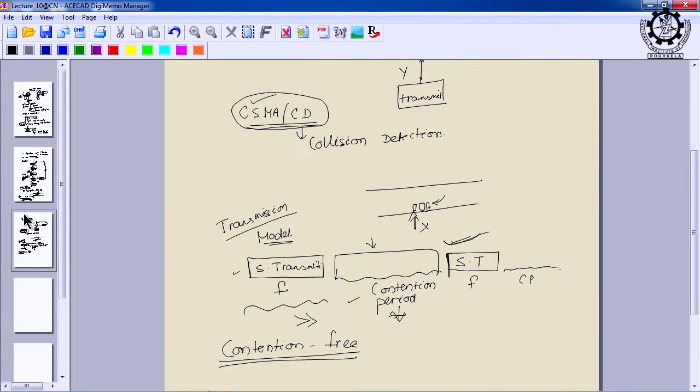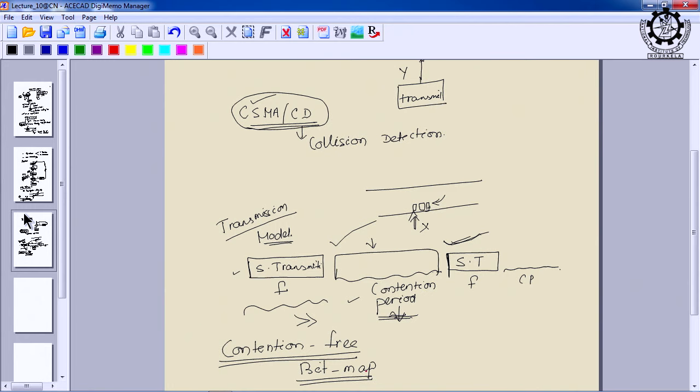Now, how does the contention free protocol work during the contention period? We will now talk only about the contention period, not the successful transmission. It is by default assumed that one wins and gets the successful transmission. So, one of these contention free protocols is the bitmap protocol.